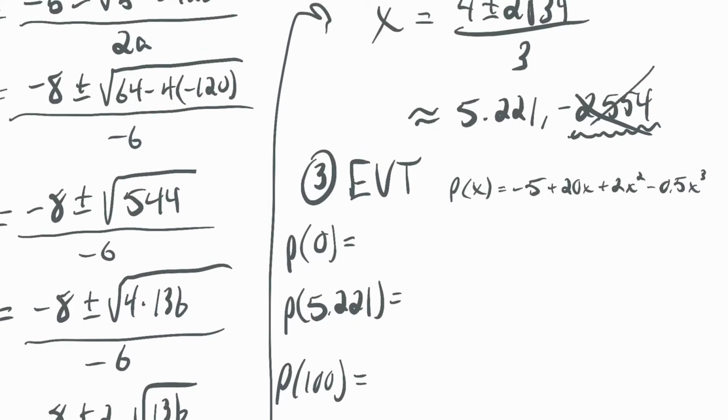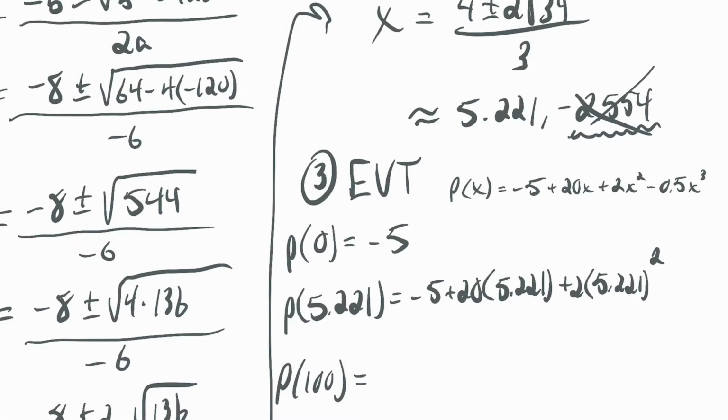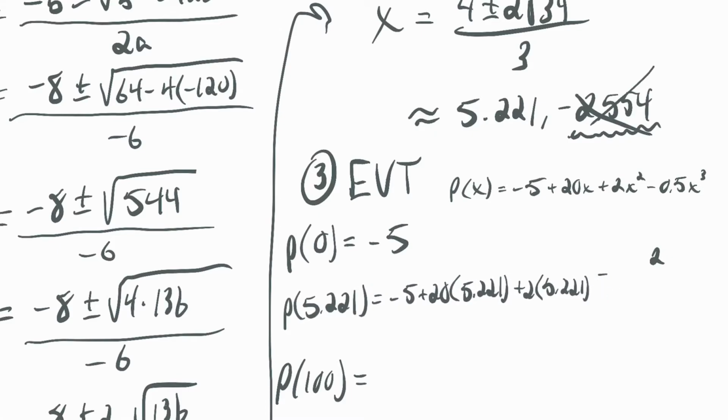So if you plug in 0, of course, these terms will all be 0, right? So we get negative 5. It's no surprise that if you make no widgets, you'll be losing money, right? So if you plug in 5.221, and I'm going to run out of room here. We'll throw that in the calculator.